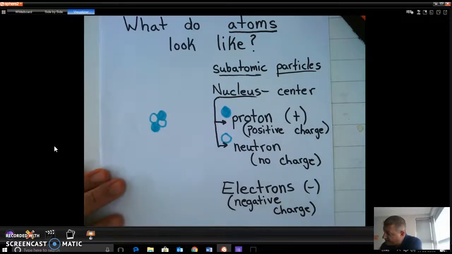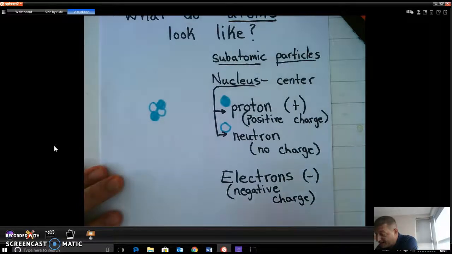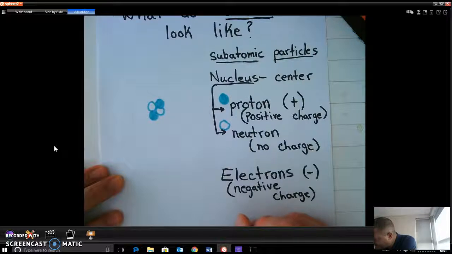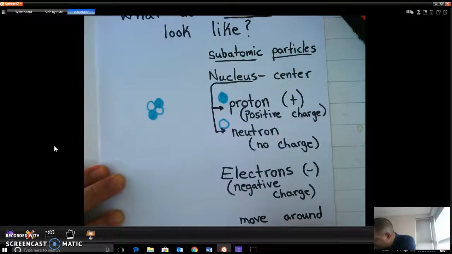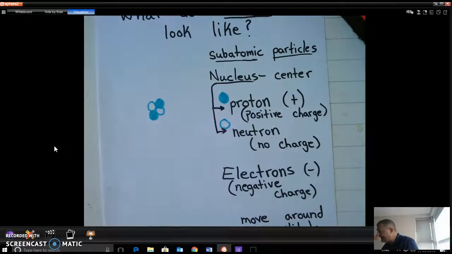Now, is the electron part of the nucleus? No. It's actually moving around. It's moving around in what they call orbitals. So I'm going to write that down. They move around. That's a key concept. They move around. They're kinetic. And all matter has electrons in it. And an orbital is pretty much the path that the electrons like to take.